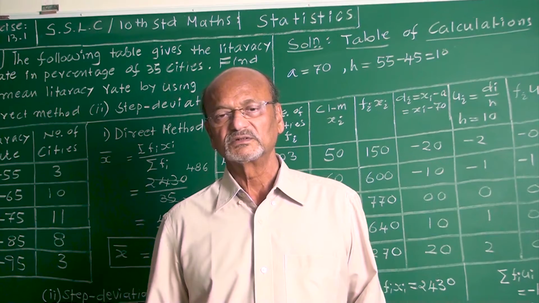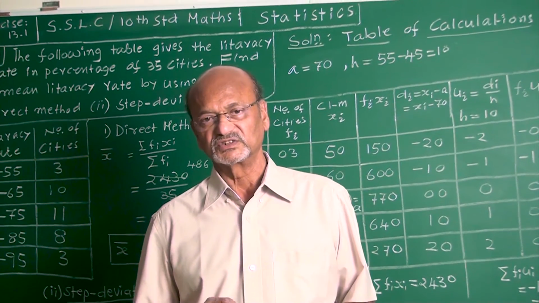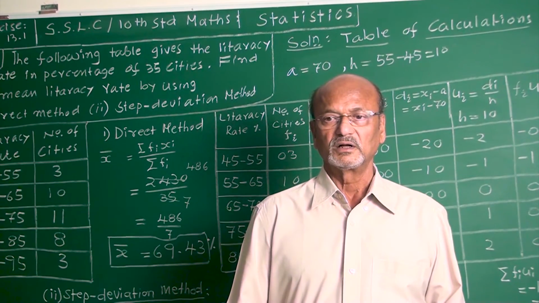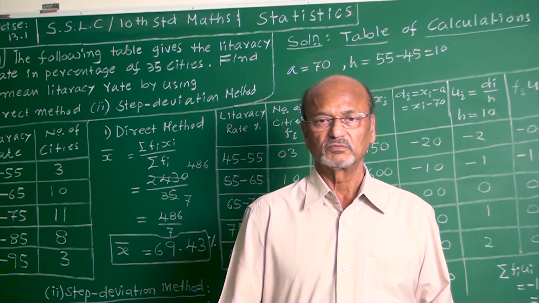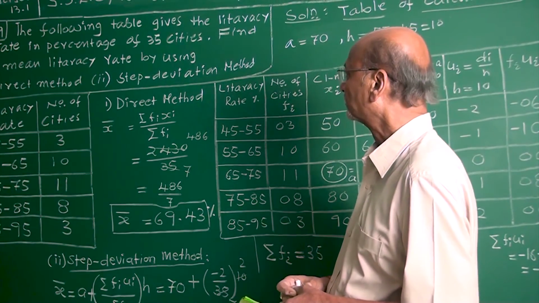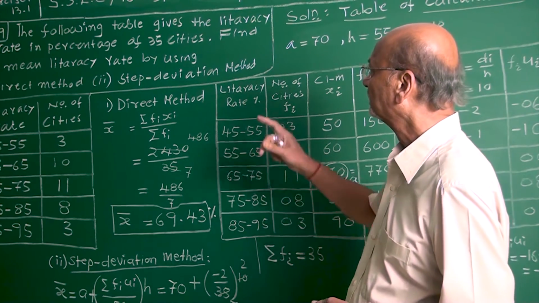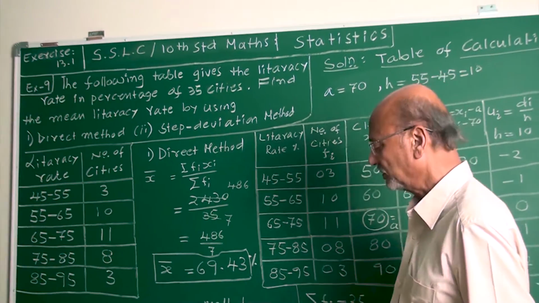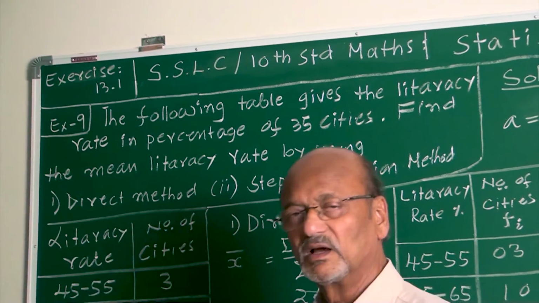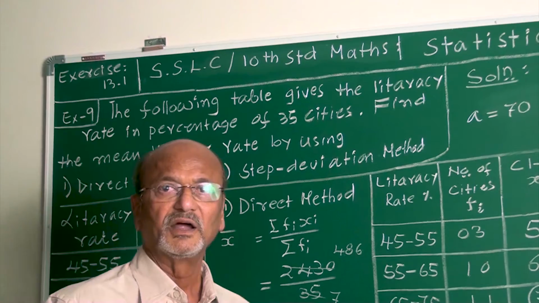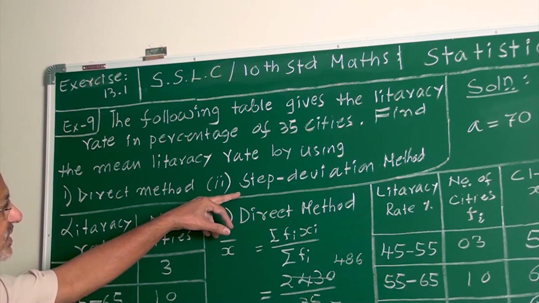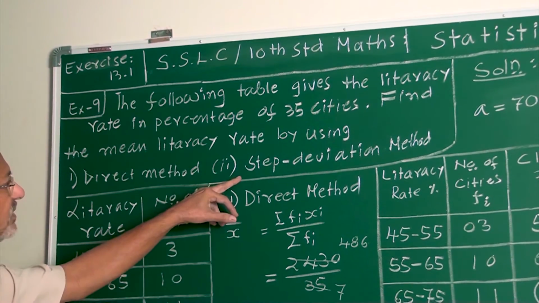Friends, we are doing statistics. In that, how to find the mean of the given observations. Here is one more example, example number 9 of exercise 13.1. This example I will do for both methods: one is the direct method, another is the step deviation method.